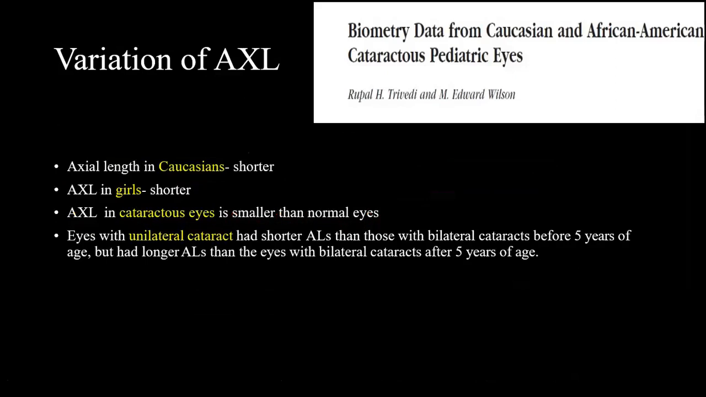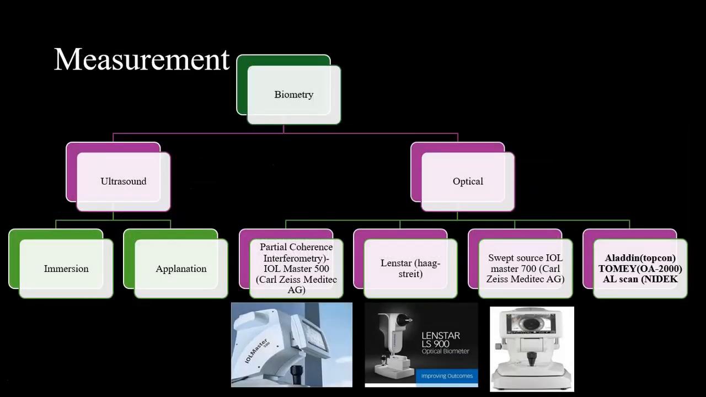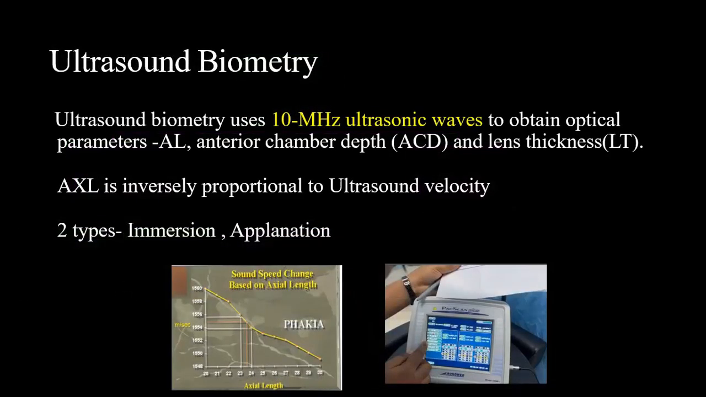A study by Rupal H. Trivedi et al. said that the axial length in Caucasians is shorter and in girls also is shorter, and the axial length in cataractous eyes is smaller than in normal eyes. The measurement of axial length can be done either by ultrasound biometry or by optical biometry. Ultrasound biometry uses ultrasound waves to obtain the optical parameters. There are 2 types here, immersion and applanation.